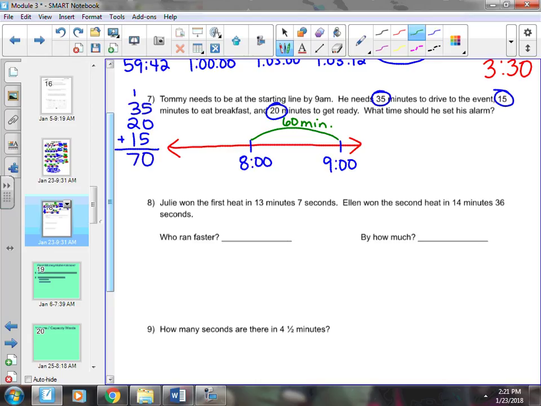So I can't just jump back 60. I have to jump back another 10. There's the 70 minutes. And jumping back another 10. So 8 o'clock minus 10 minutes, that's 7:50. If he wakes up at 7:50, he'll have 70 minutes to get to that starting line by 9 a.m. So 7:50 is the answer.